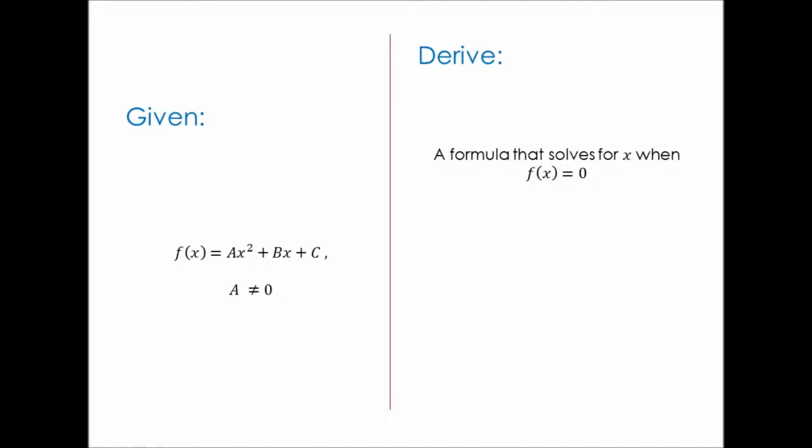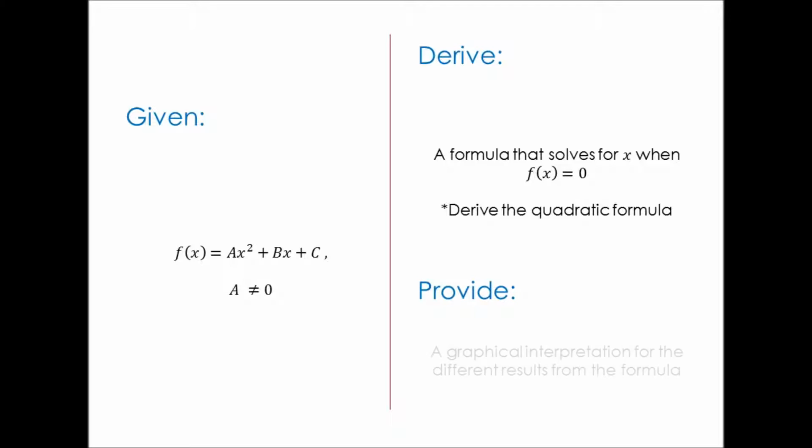So given a second degree polynomial ax squared plus bx plus c, where a, b, and c are constants, and a can never be 0, we want to derive the formula that solves for x when f of x equals 0, or the x-intercept. In other words, we want to derive the quadratic formula. And we want to provide a graphical interpretation for different cases of this formula. So we start off with our quadratic function, and we set it equal to 0.